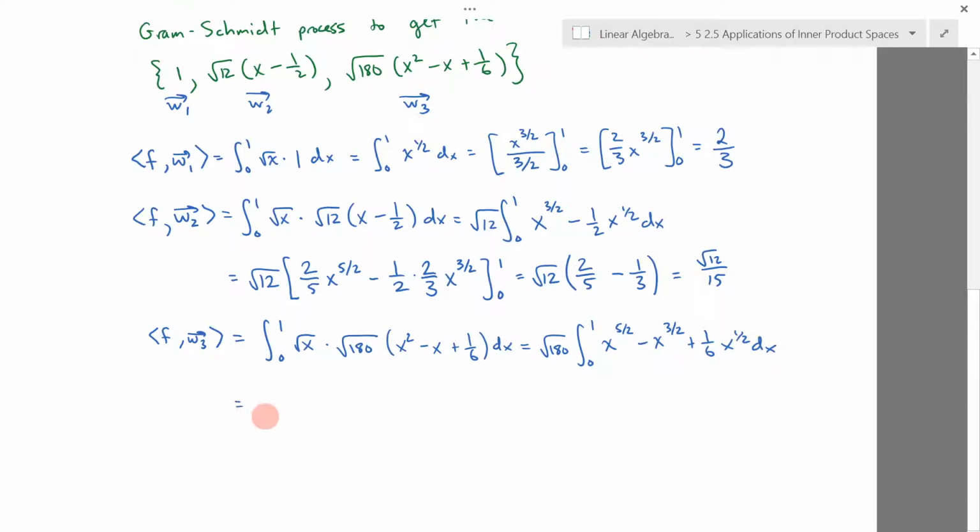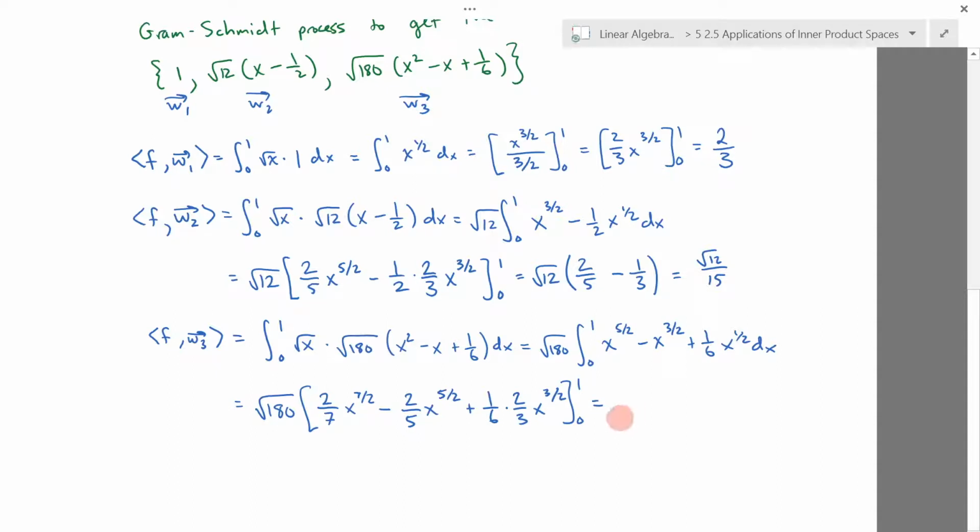Okay, so now we take the antiderivative. 5 halves plus 1 is 7 halves. And then dividing by 7 halves is the same thing as multiplying by 2/7. So you get 2/7 x to the 7 halves. This is 5 halves and 2/5, so 2/5 x to the 5 halves. And 3 halves and 2/3, so plus 1/6 times 2/3 x to the 3 halves, evaluated from 0 to 1.